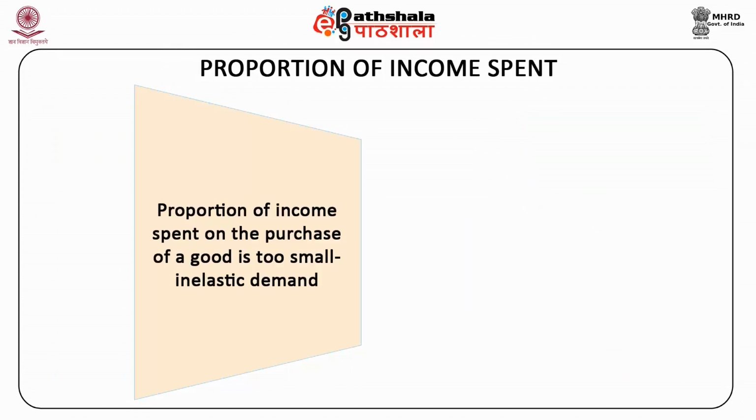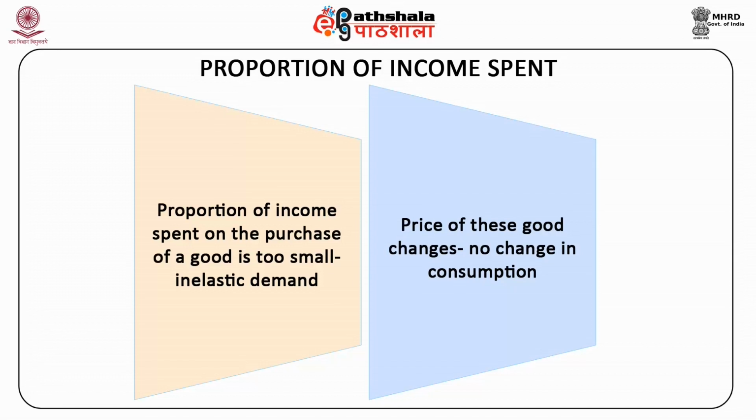Next, proportion of income spent. If the proportion of income spent on the purchase of a good is too small, then its demand is inelastic and vice versa. This is so because even if the price of these goods increases, it leads to almost no change in their consumption. For example, salt, matchbox, etc.